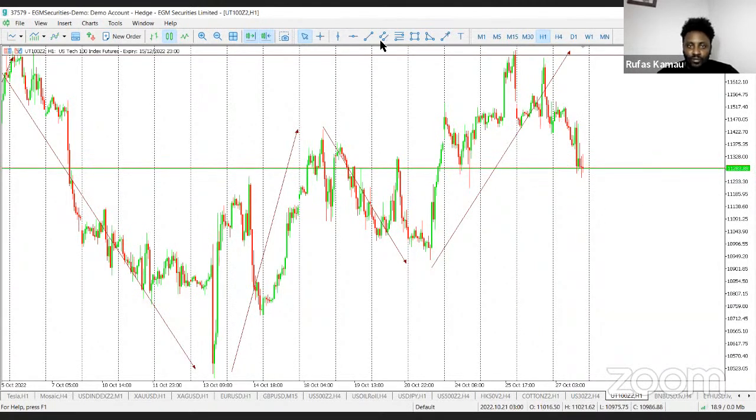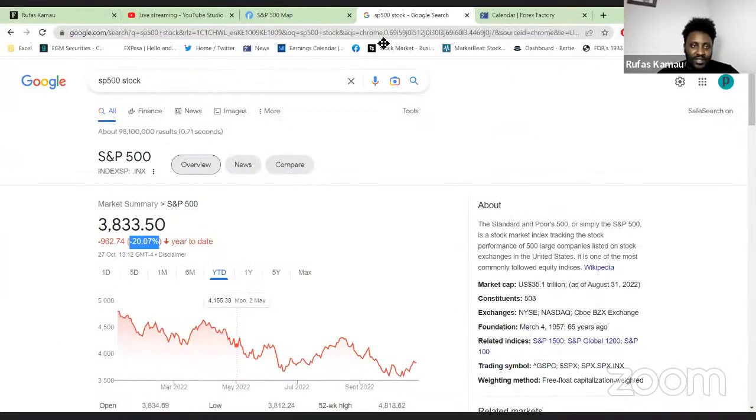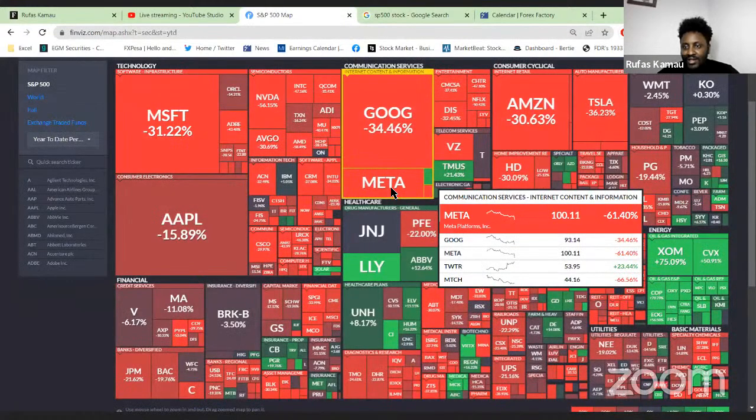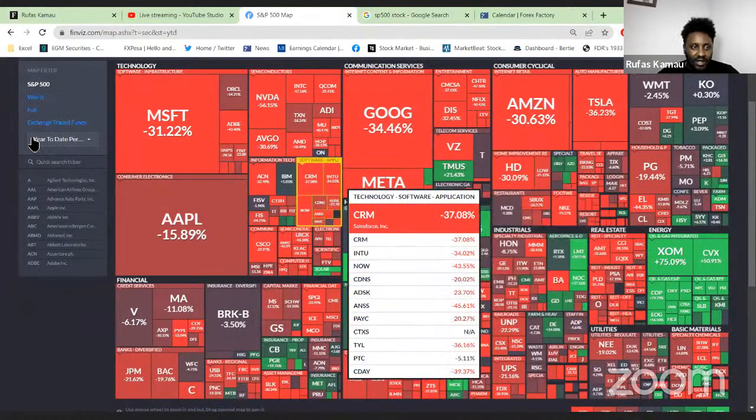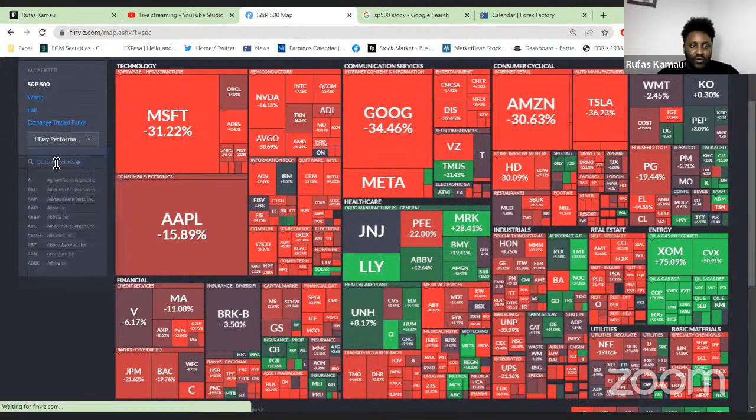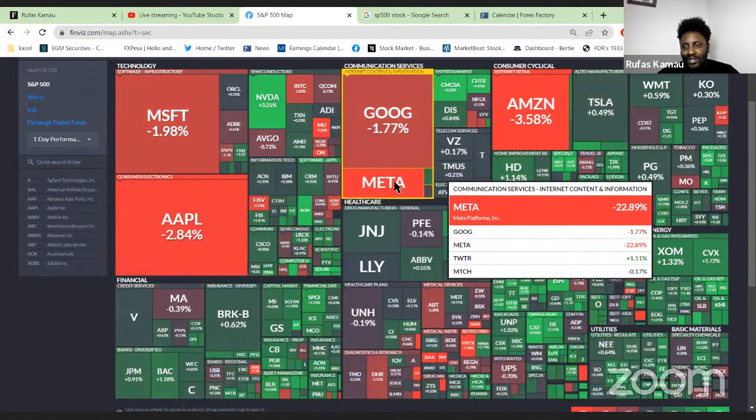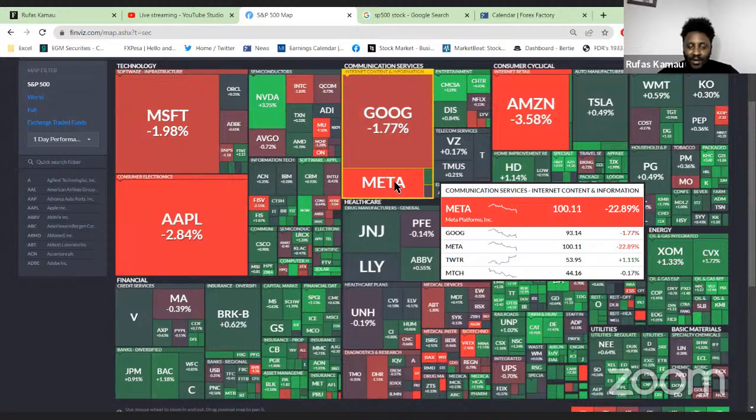So if you go back to the same chart that we had right here, then you notice the same information. So Facebook is a big part of the US Tech 100. And as you can see, Meta Platforms, it's down 61% year to date. But then if you look at just the 24-hour performance, then Meta is down 22.89%.